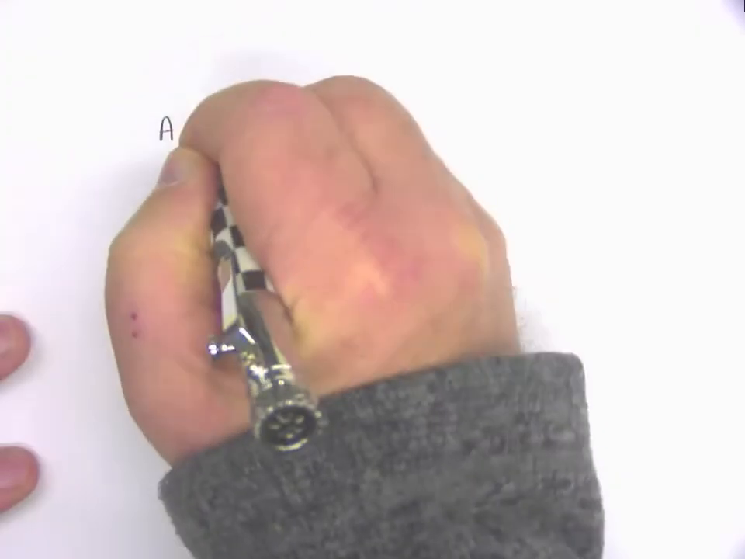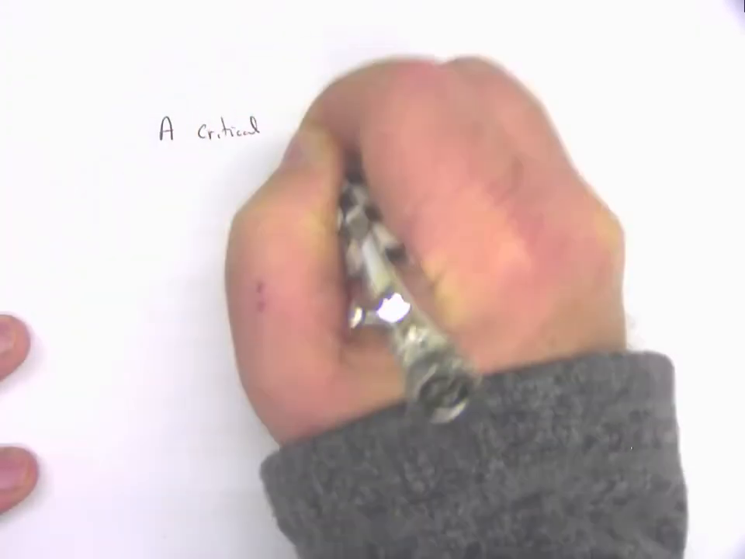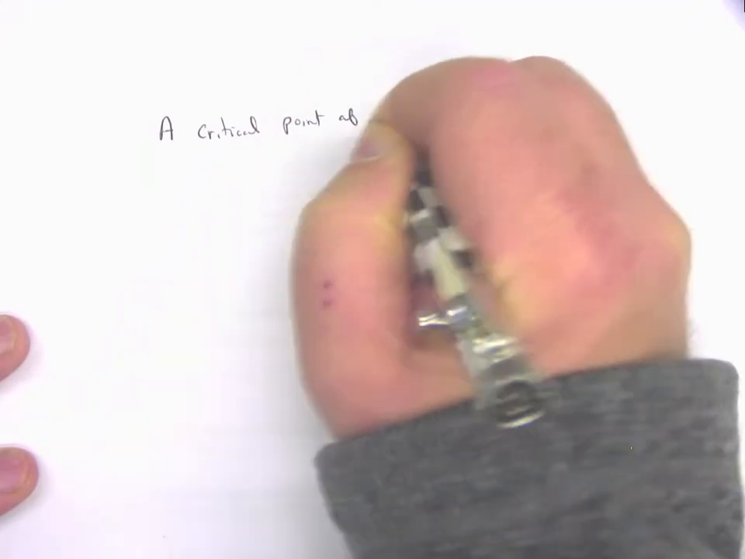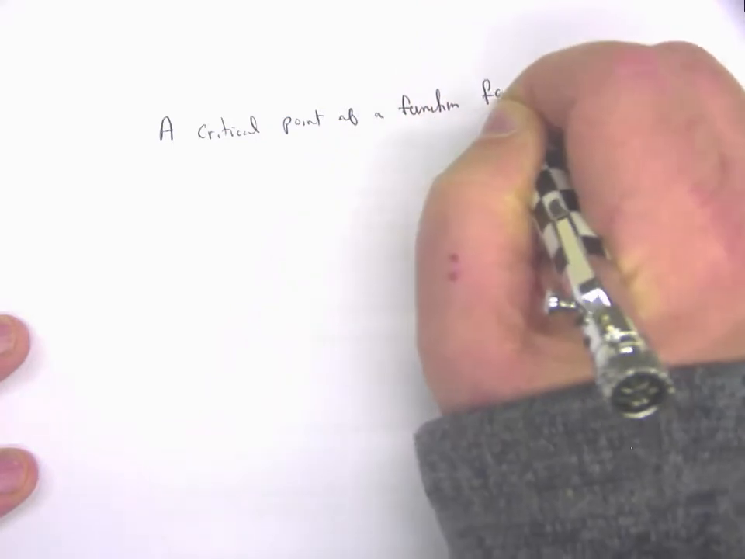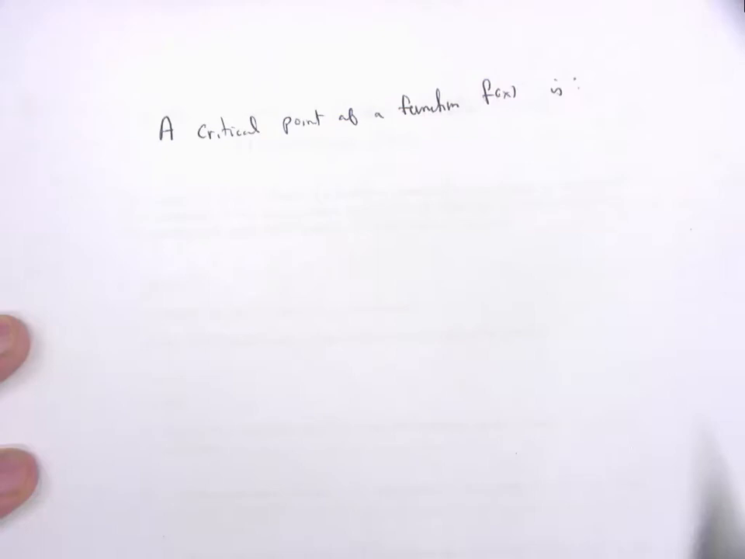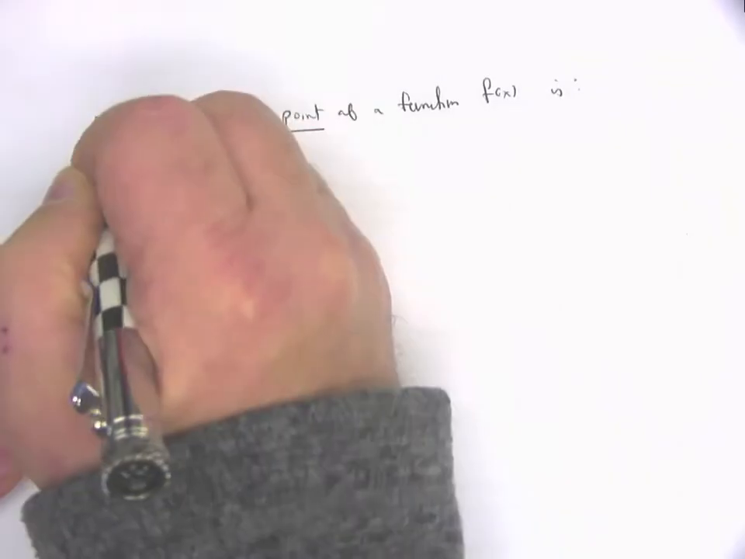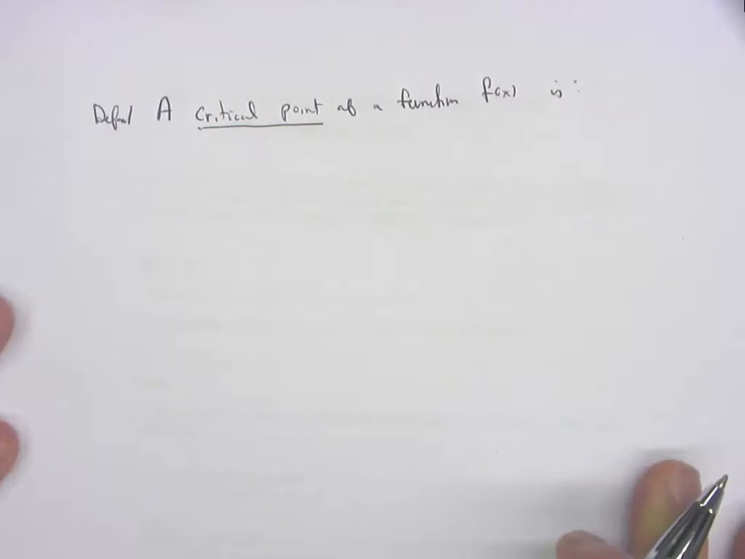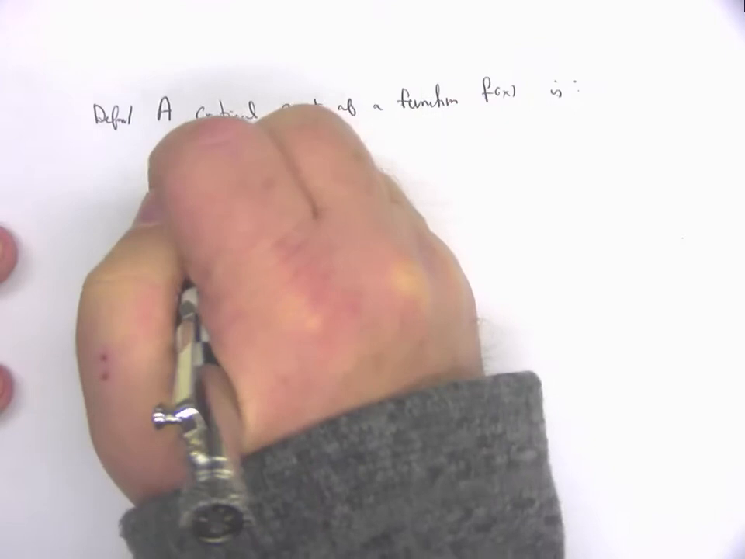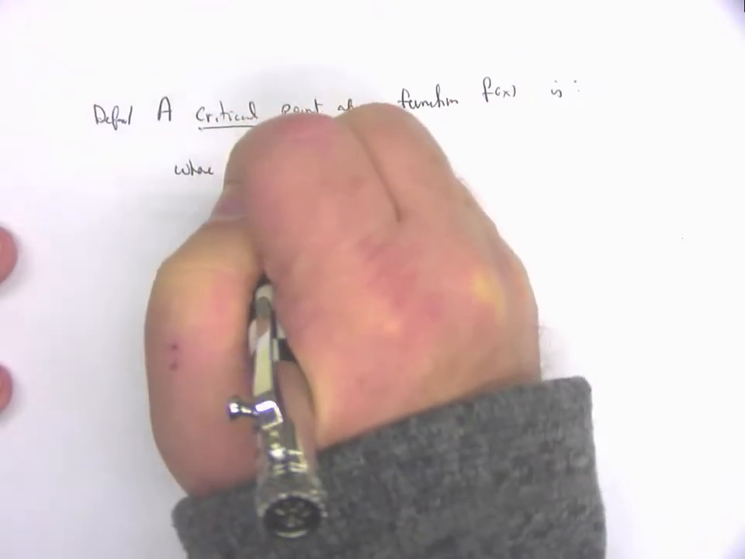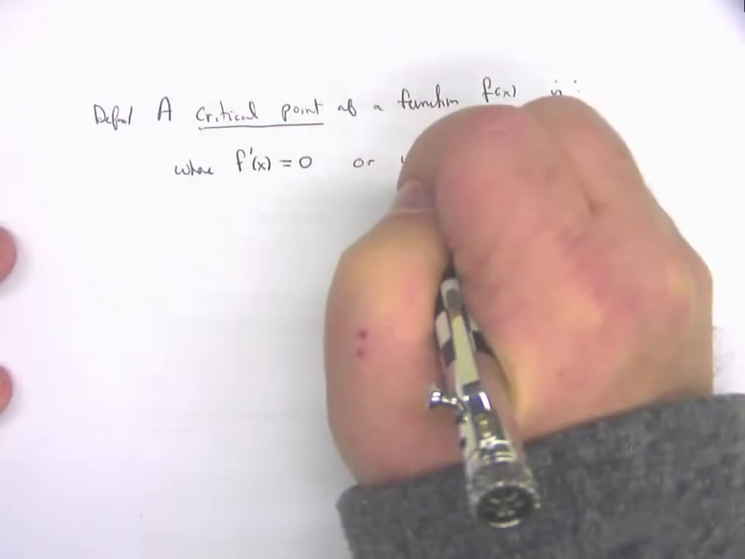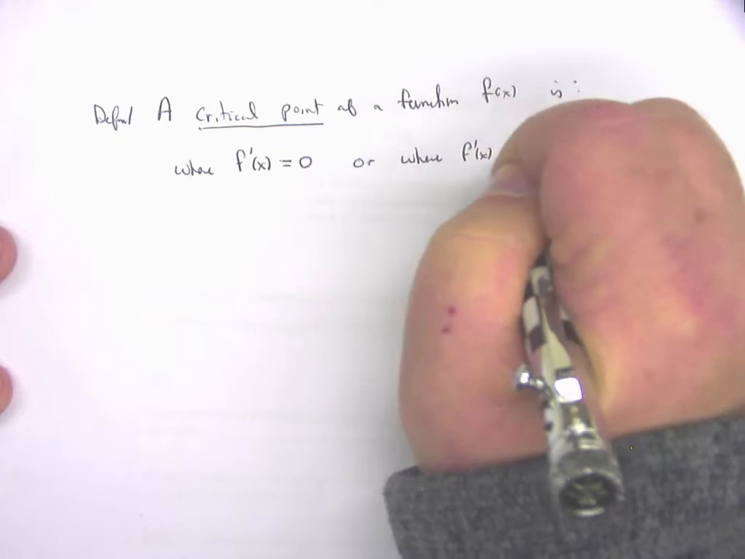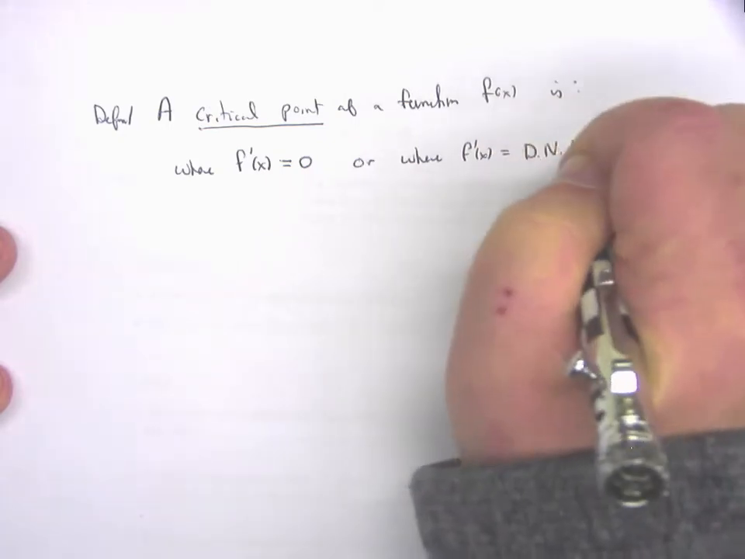A critical point of a function f of x is two places. And so we're defining the word critical point. So this is a definition. A critical point of a function f of x is where the derivative is equal to 0 or where the derivative does not exist.